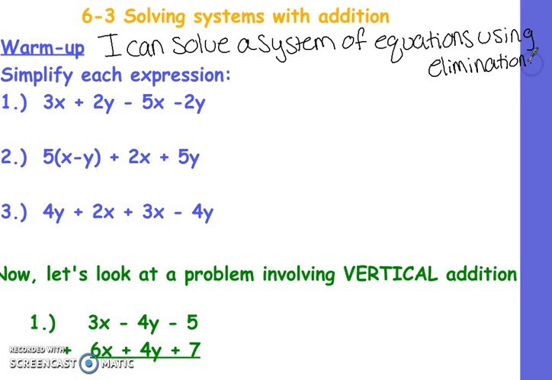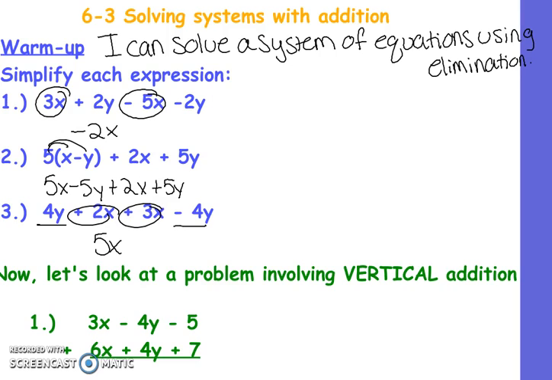Please hit pause and do the 3 warm-ups. Okay, now that you've seen them, please check your warm-ups. And now we're going to look at a problem that has vertical addition instead of horizontal like in the warm-ups.